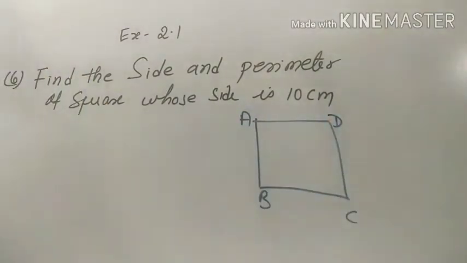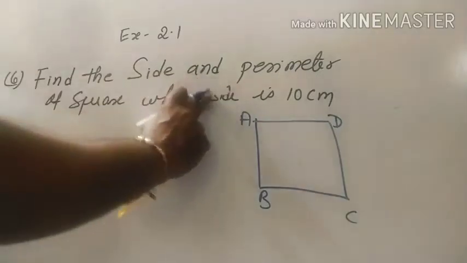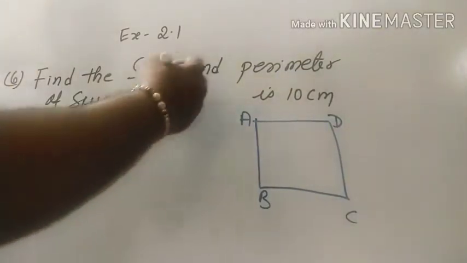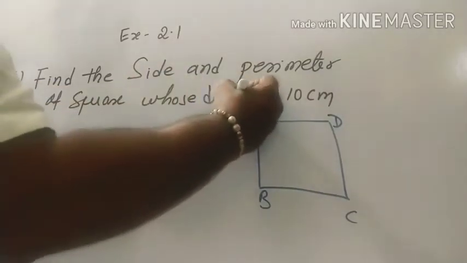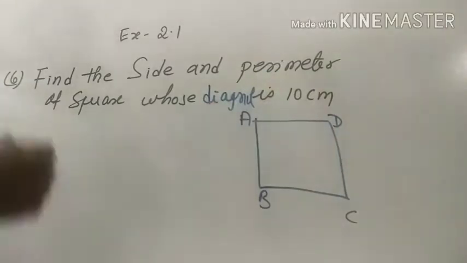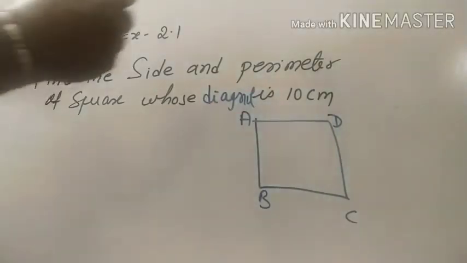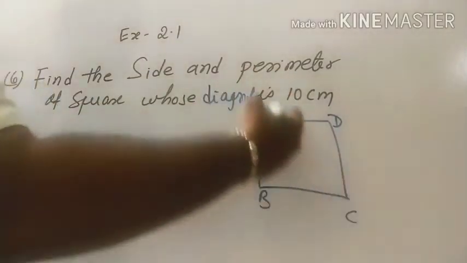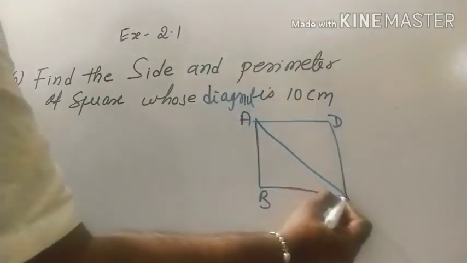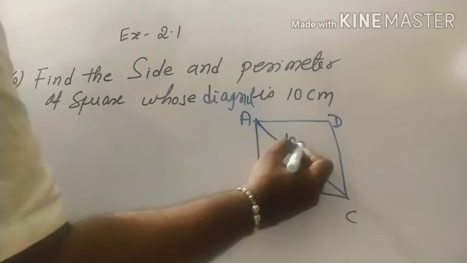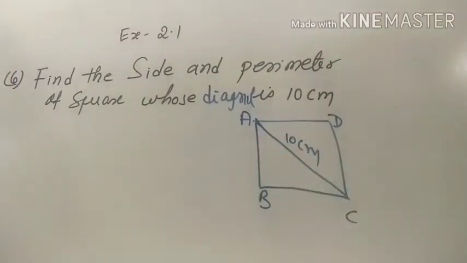Find the side and perimeter of a square whose diagonal, not side, whose diagonal is 10 centimeter. So student, ABCD is a square. We draw one diagonal, and this diagonal is 10 centimeter.